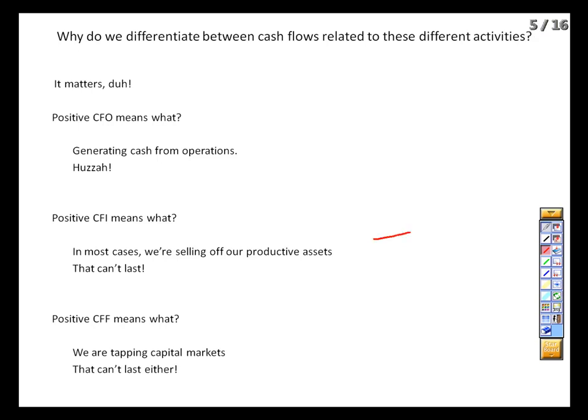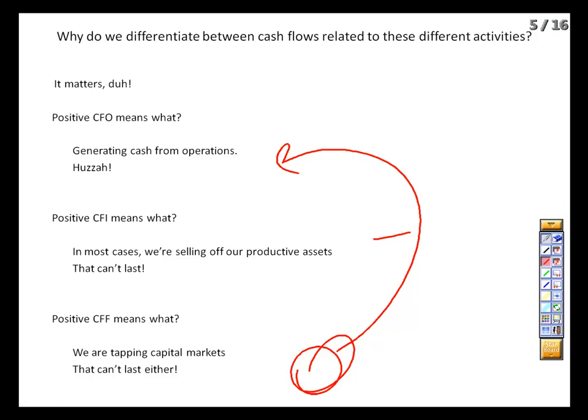If we keep getting money down here and spending it up here through poor operations, eventually the banks and the markets will stop giving us money. Ideally, we're going to be generating cash up here. Lots of cash. How much?